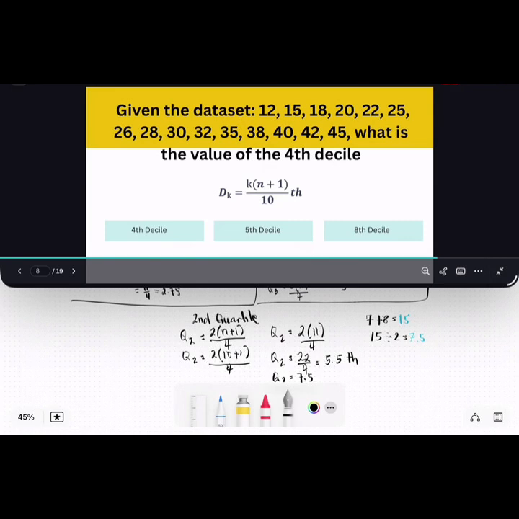Given the data set, we have 12, 15, 18, 20, 22, 25, 26, 28, 30, 32, 35, 38, 40, 42, and 45. What is the value of the fourth decile? So we are going to use this formula. Decile is equal to k times n plus 1 over 10. So ibig sabihin, ang hinahanap po natin is the value or is the position. Okay? So that we can identify the value.